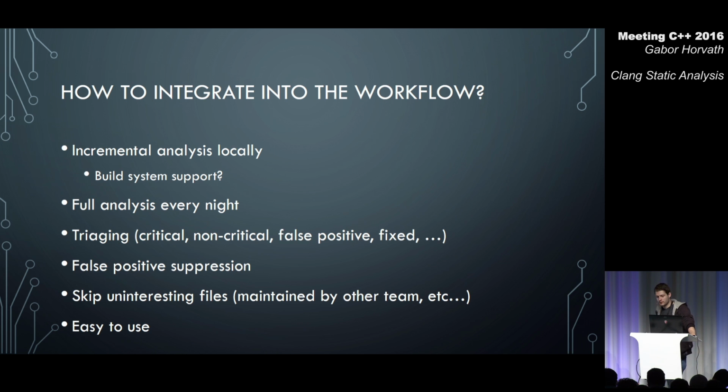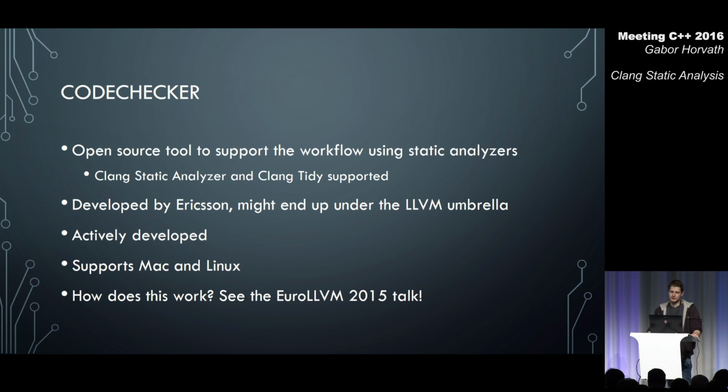When you have a report from a tool, you need to triage it, whether it is a critical or a non-critical issue, false positive, did you fix it yet, or something like that. And you should be able to mark false positives in a way that when you rerun the same analysis, this report that you marked as false positive will not reappear. And also it is useful to skip uninteresting files because they are maintained by others, or it is a third-party library, and it is better when the tool that you are using is easy to use.